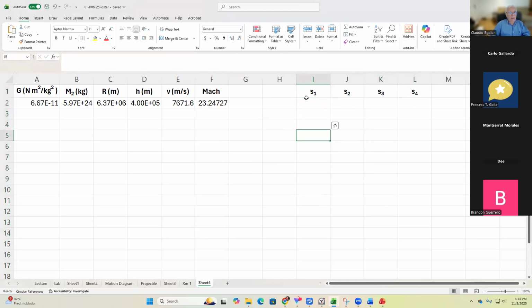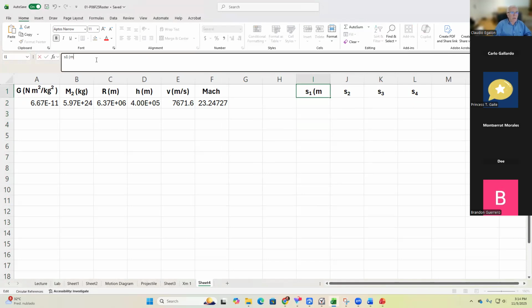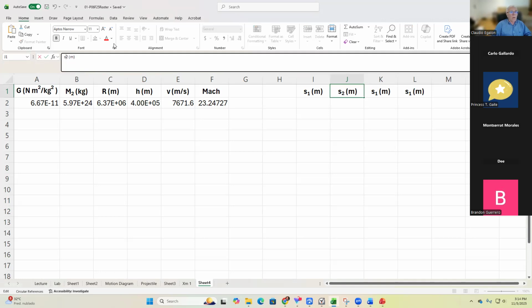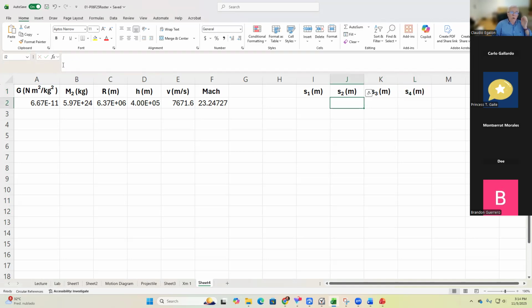Okay, this one, let me erase that. And let's not forget, all those measurements are in meters. Okay, meters. Meters, meters, and meters. S3, S4. This is a topic we are going to use in lab 2, okay? And I'm going to write down the values here.